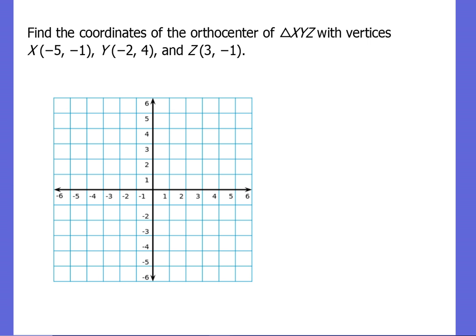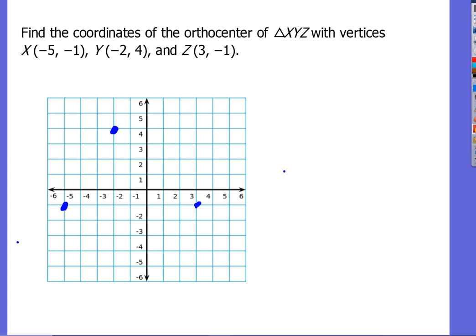Let's go ahead and find out where our points lie. At -5, -1. At -2 and +4. 1, 2, 3, and 4. And Z is at 3, -1 right there. All right, so there is where our triangle will be found. Let's go ahead and try to connect all these and make ourselves a nice triangle.